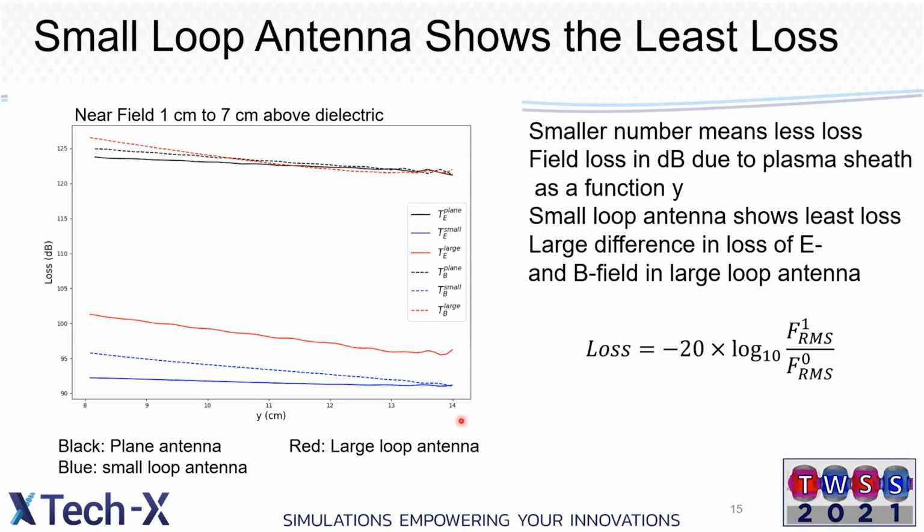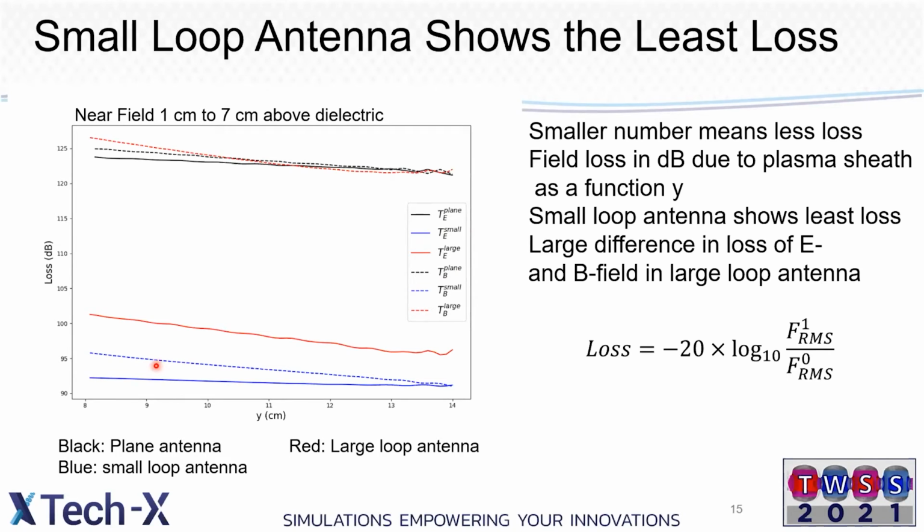All of these quantities sort of compute the loss. Because my colleagues at CU Denver are electrical engineers, they think in terms of dB, the decibels. So I use this formula here to convert them into decibels. And so this, for example, was a run with 3 different antennas: the plane wave antenna, and then the small loop antenna, and then the large loop antenna at 1 gigahertz.